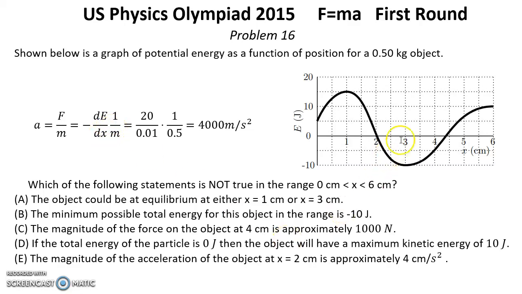At 2 centimeters, we can count what is the slope. If we measure it from 1.5 to 2.5, that's approximately 20, and the distance is 1 centimeter, which is 0.01 meter, and we multiply it by 1 over 0.5 kilogram, which is 4000 meters per second square, which is not 4 centimeters per second square. It means that this is not correct, and this is the answer for our question, E.